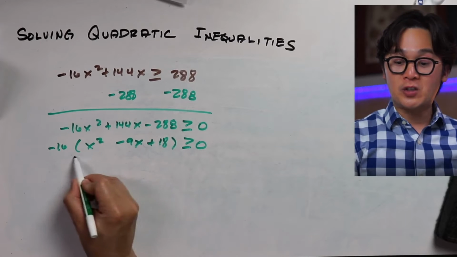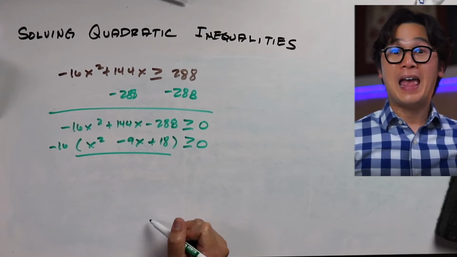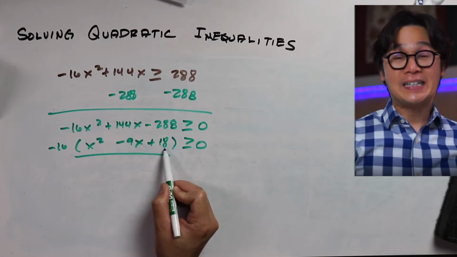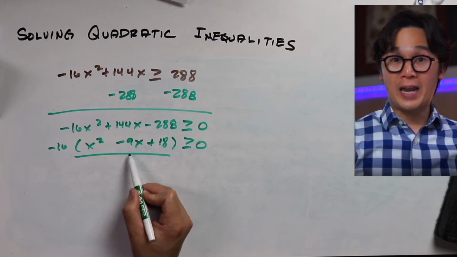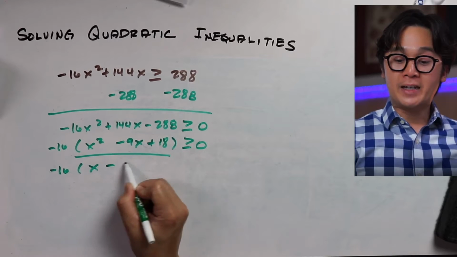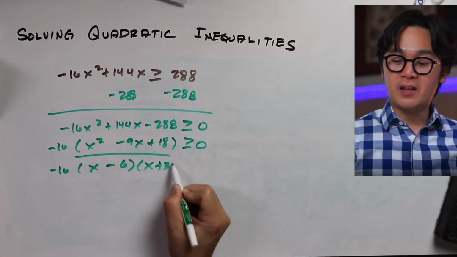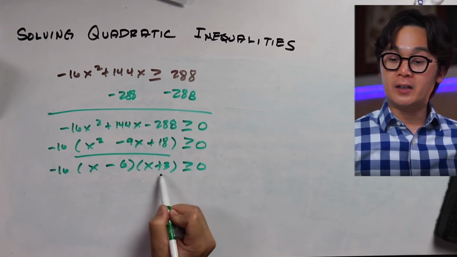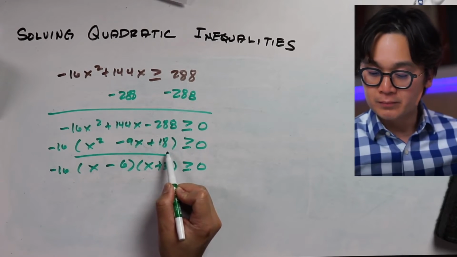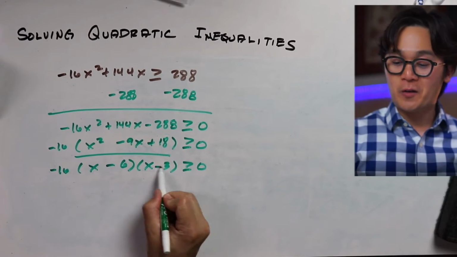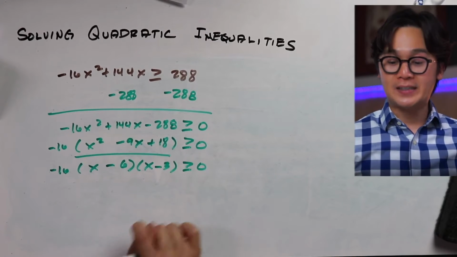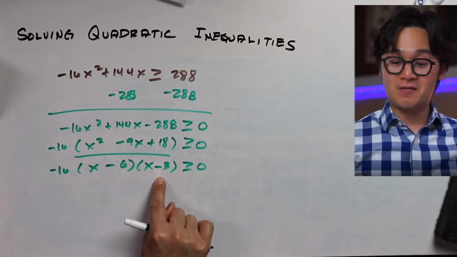And what we need to do is to factor this out, and we will have our critical numbers. We know that the factors of 18 that will give us negative 9 when we add them up give us negative 16 times x minus 6 times x minus 3 greater than or equal to 0. It should be both negative. Let's check it again: negative 3 times negative 6 is positive 18, and negative 6 plus negative 3 is negative 9.